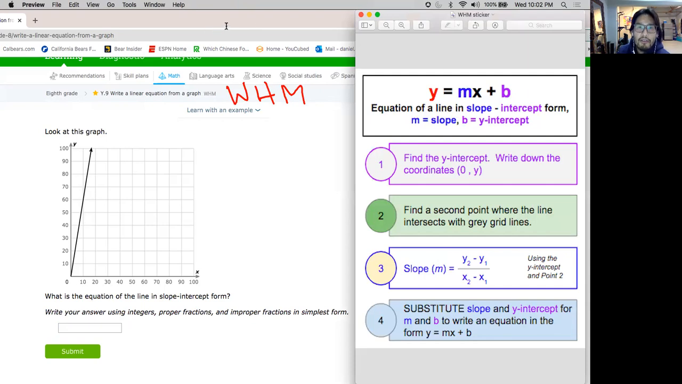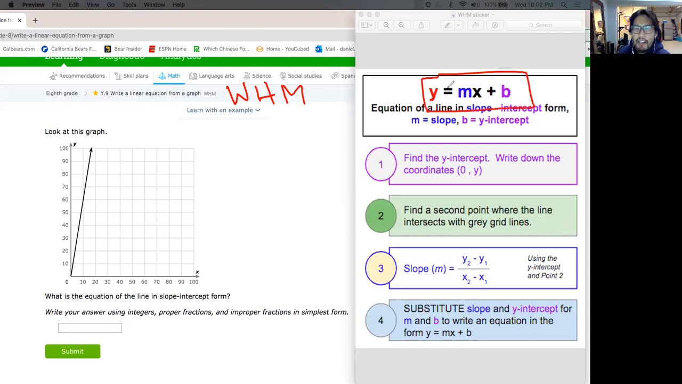Our goal is to take this generic equation, y equals mx plus b, and turn it into a specific equation for this line. We've got to figure out the slope, and then we've got to figure out the y-intercept, and go from generic to specific, this line. We are going to come up with an equation that represents this line.